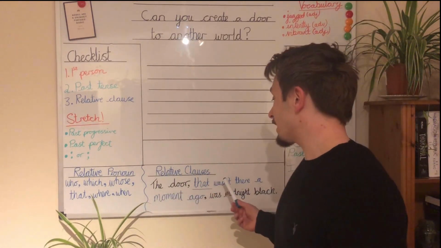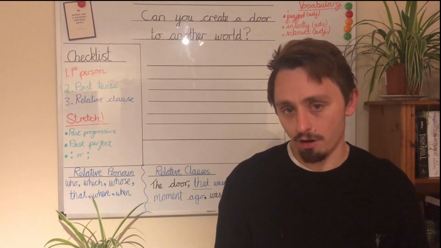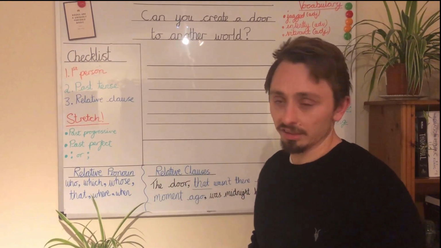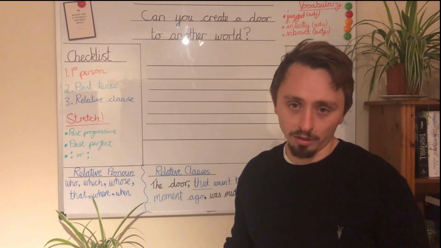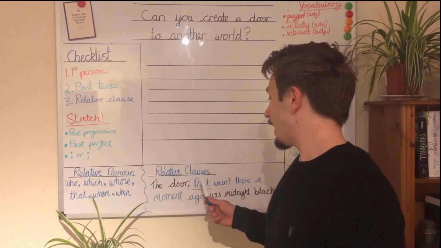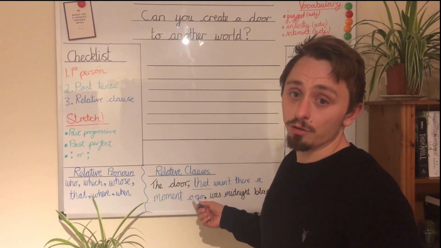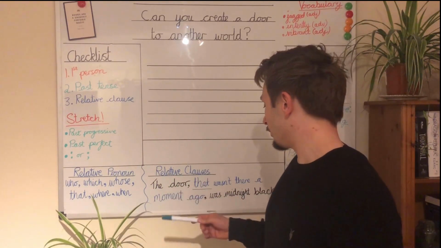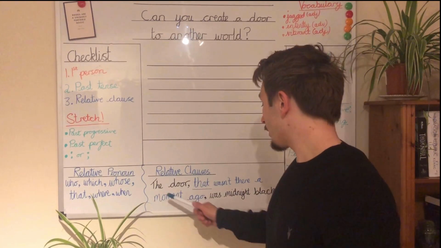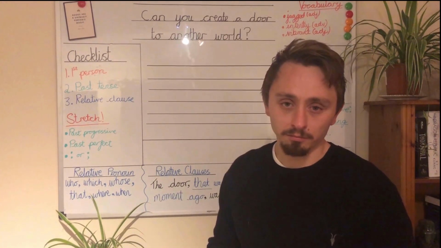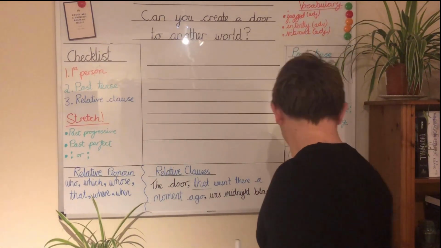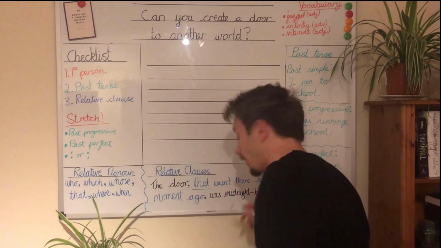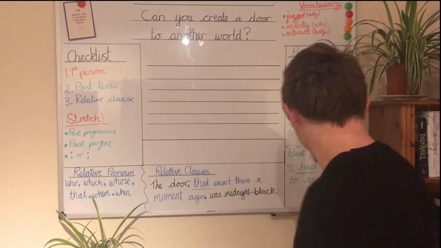So to create a relative clause we need to use one of these relative pronouns to add more information about the main clause. A relative clause is a type of subordinate clause, it can't stand on its own. And the relative pronoun refers to the main noun in the main clause. So in this instance, the door. Without my relative clause, I've got the door was midnight black. Not bad. Oh, missing a hyphen there. Compound adjective, house point me.